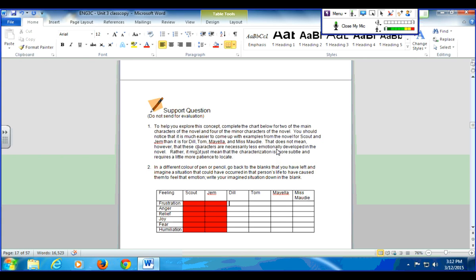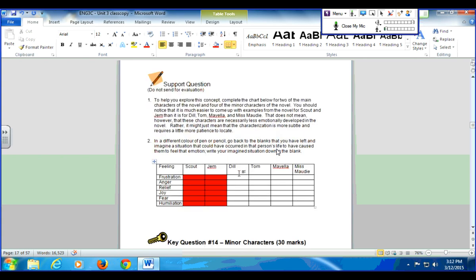But for Dill, have we ever seen Dill feel frustrated? You ever read about him being frustrated? There was one time at the very beginning where he was frustrated by Scout refusing to want to marry him because they were still young. So you can shade that one in there.